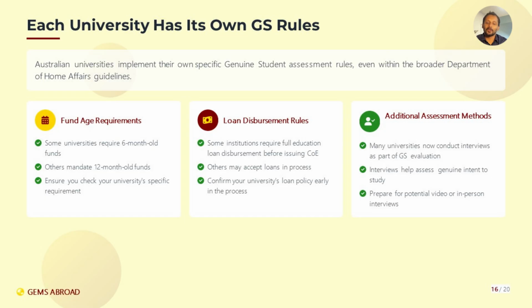It's crucial to understand that GS assessment rules vary significantly between Australian universities. Some institutions require funds to be held for 6 months before application, while others may require 12 months of financial history. Loan requirements also differ. Some universities will issue confirmation of enrollment (COE) only after full loan disbursement, while others accept loan approval letters. Some universities conduct mandatory GS interviews for Indian applicants, while others rely solely on documentation. These variations make it essential to research the specific requirements of your target universities rather than following general guidelines, as what works for one institution may lead to rejection at another.